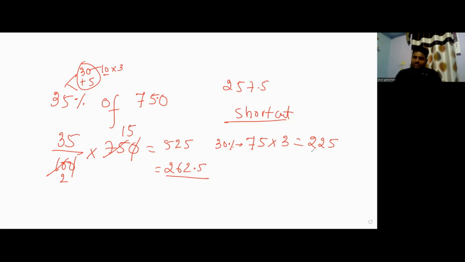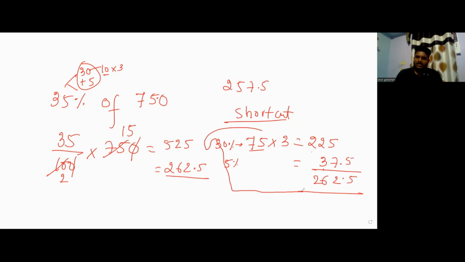Then 30% is 225 and 5% is half of this. What is half of 75? Half of 75 is 37.5. Is it or not? So add these numbers, you will get the answer 262.5. With this method, we will avoid a lot of calculations. That's why this is easier. Getting this, how we are doing this?